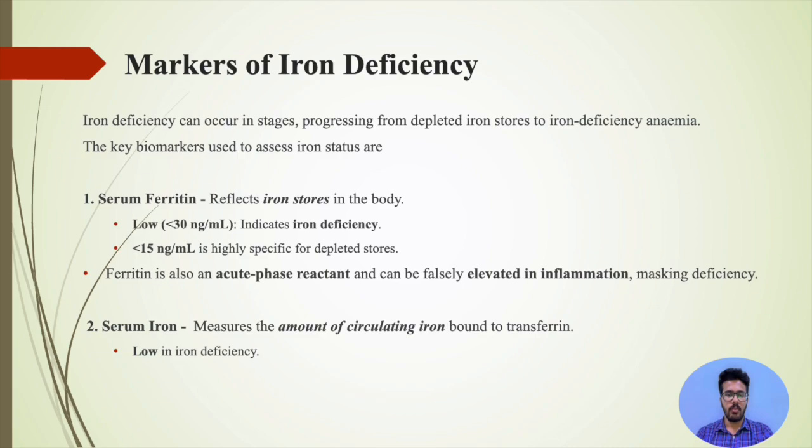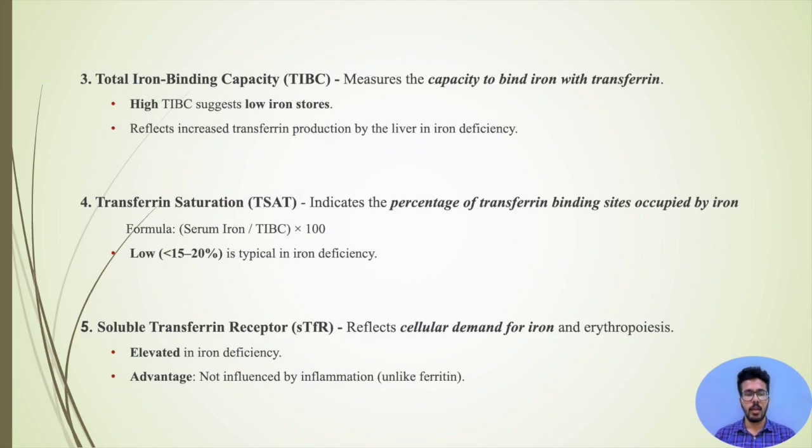Serum iron measures the amount of circulating iron bound to transferrin. Serum iron levels are low in iron deficiency. The third marker of iron deficiency is the total iron binding capacity, TIBC, which measures the capacity to bind iron with transferrin. High TIBC suggests low iron stores, which reflects increased transferrin production by the liver in iron deficiency. Transferrin saturation indicates the percentage of transferrin binding sites occupied by iron. It is calculated by serum iron divided by TIBC times 100. Low transferrin saturation is typical in iron deficiency.